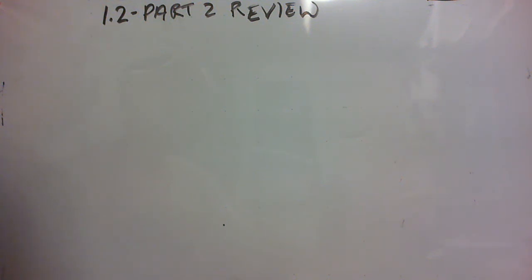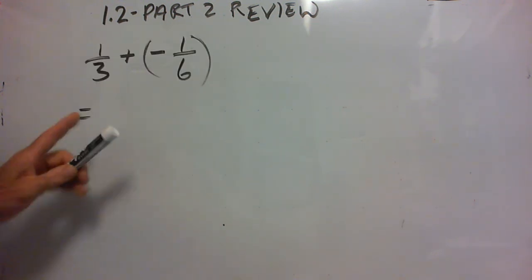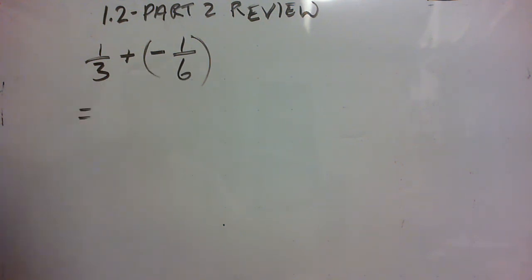Okay, here we go. Some review problems from 1.2 part 2. We start with 1/3 plus -1/6. And to add fractions, we need a common denominator. And one of the methods of finding the common denominator is to take multiples of the largest denominator.